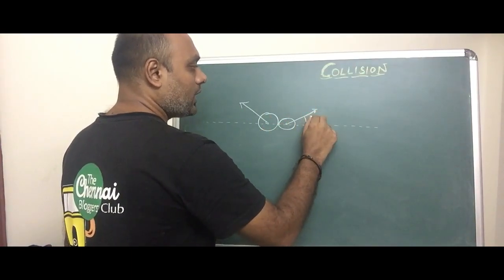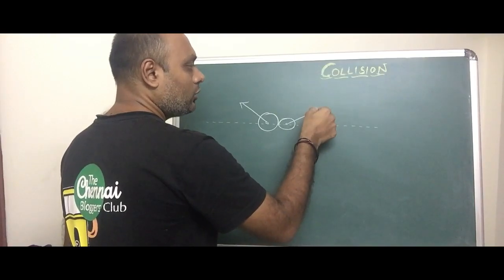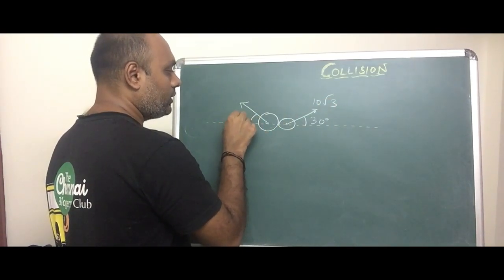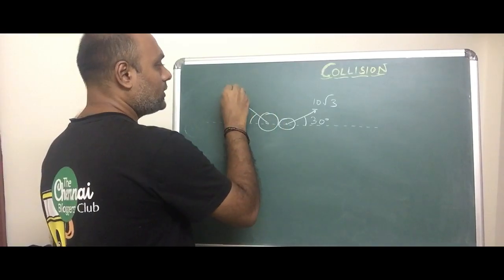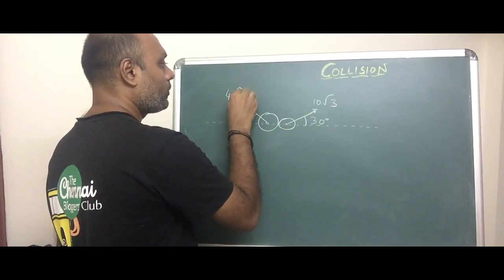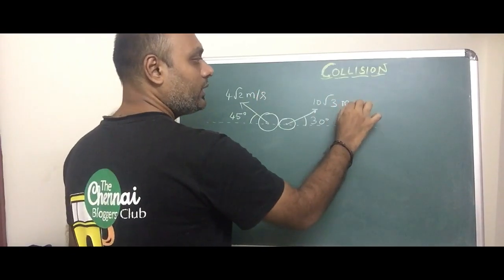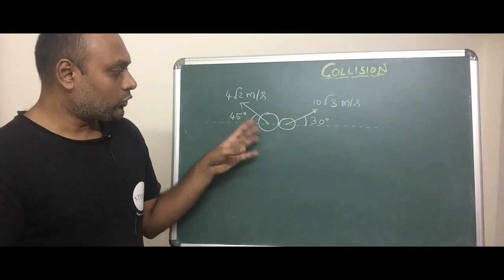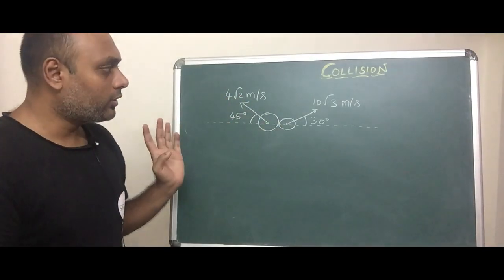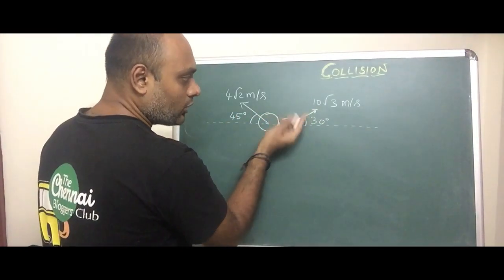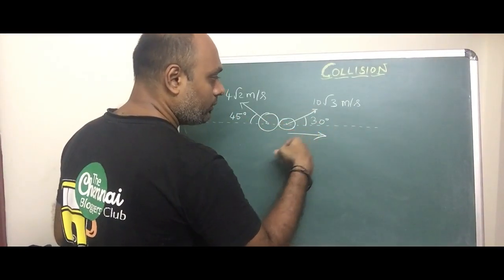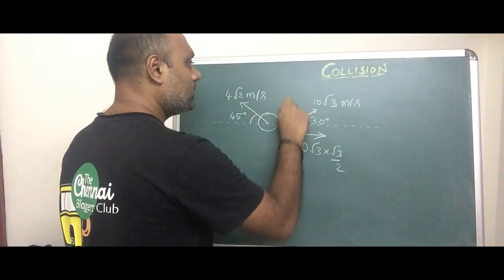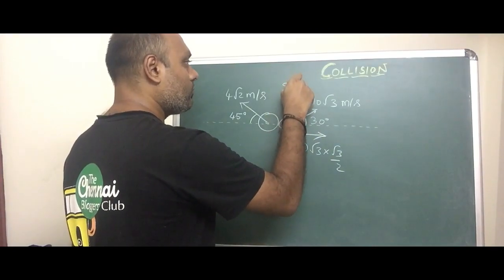Now let's say we know this angle over here, let's say this is 30 degree and the value of velocity over here is 10 root 3. And let's say here this angle is 45 degree and this value of velocity, take it as 4 root 2 meter per second. Now resolve the velocities of both the objects along the line of impact and perpendicular to the line of impact. Along the line of impact, if I resolve 10 root 3 cos 30, this component will be 10 root 3 times root 3 by 2. And this component will be 10 root 3 sin 30, which will be 5 root 3.